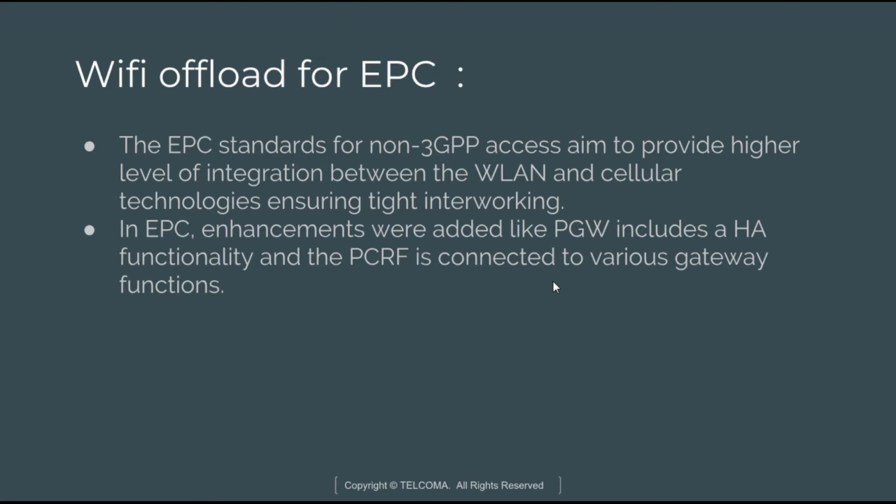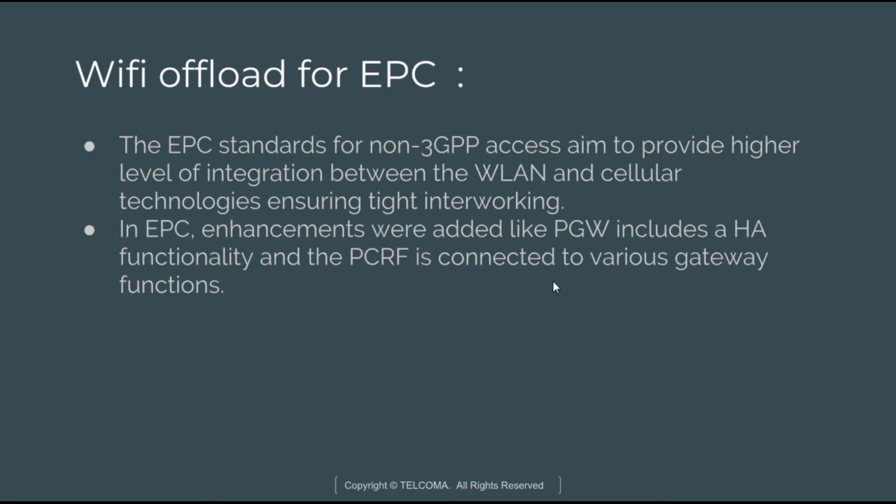The WLAN access, or non-3GPP access as it is referred to, proposed by IEEE standards, is mainly untrusted IP access, as the WLAN operator and cellular operator could be different. In the Evolved Packet Core architecture diagram, in addition to the functionalities described in the standards, there are some enhancements. Enhancements like PGW, which includes a home agent functionality, and PCRF is connected to various gateway functions, each of which has a PCRF or its functional equivalent to enforce the various operator policies.